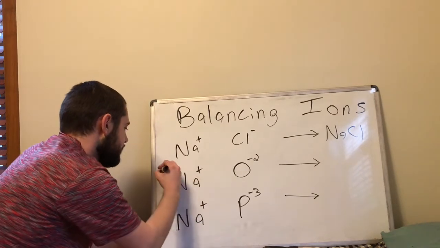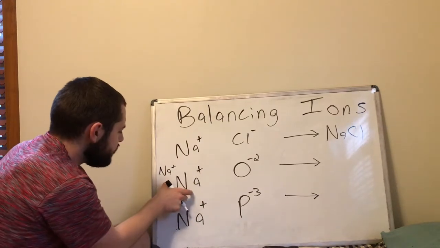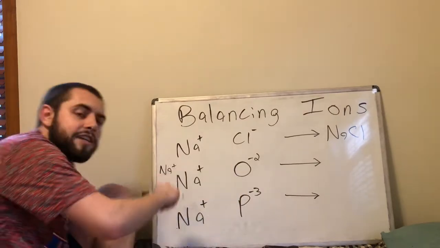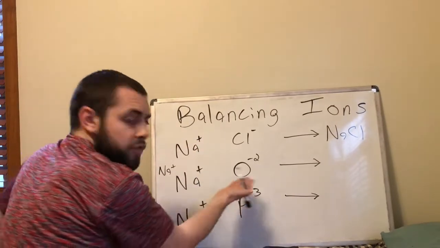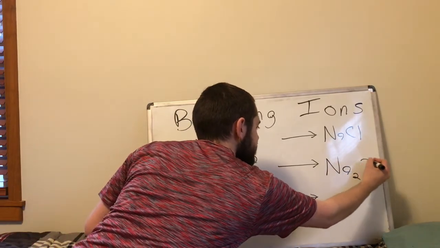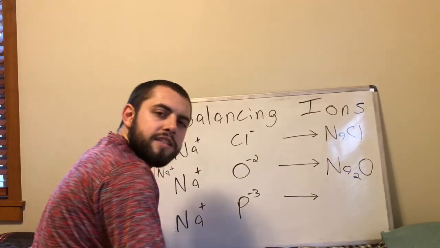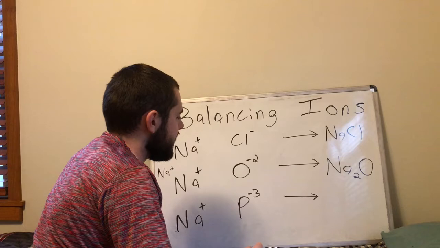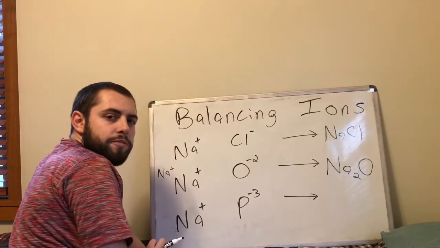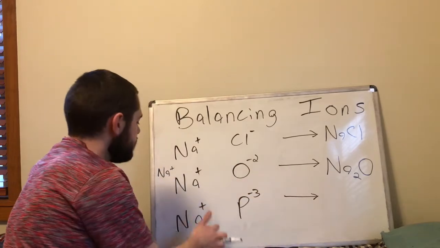Maybe instead of 1 sodium, I've got 2 sodiums. If I've got 2 sodiums, each one can donate an electron to oxygen. Oxygen can get its 2, and they'll both be happy. They're all happy. Na2O, sodium oxide. This is a stable, balanced ionic compound because all the charge cancels out. Positive 2 from the sodium, negative 2 from the oxygen cancels out to 0.